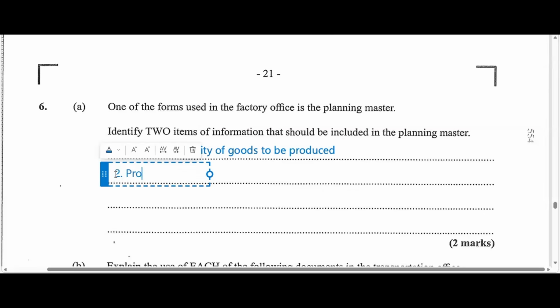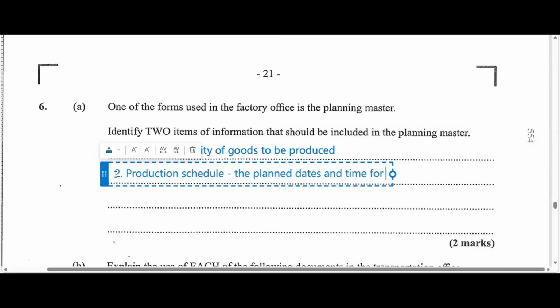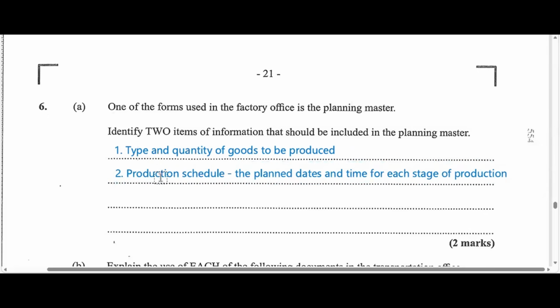Second information, the production schedule, meaning the planned dates and times for each stage of production. So let's say you're making 1,000 Snickers bars. When is the scheduled completion for those 1,000 Snickers bars? You need to have these 2 information in the planning master.